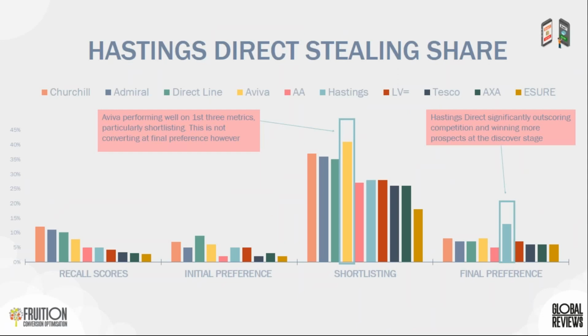One of them is Aviva, who are scoring very, very high at the shortlisting in comparison to competitors, and then we have Hastings, who are really bumping up there in terms of final preference, and we saw that earlier on a previous slide. All of the different scores of the different brands are in there as well. I'm not going to focus on them too much at the moment, but what is interesting to me is why are Aviva not converting from shortlist through to final preference like Hastings are, and why are Hastings Direct converting?